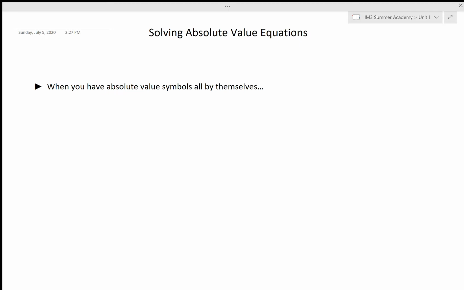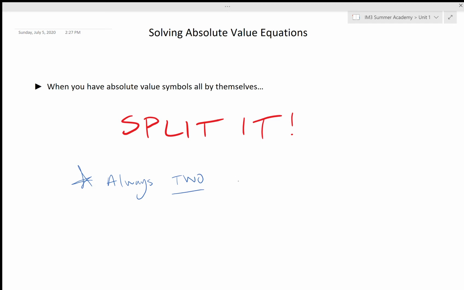Now let's take a look at solving absolute value equations. When you have absolute value symbols all by themselves, what you're going to do is split it. We're going to split that equation. One thing to make a note of is that you're always going to have two answers. Always two answers. So we're going to jump right into these equations.